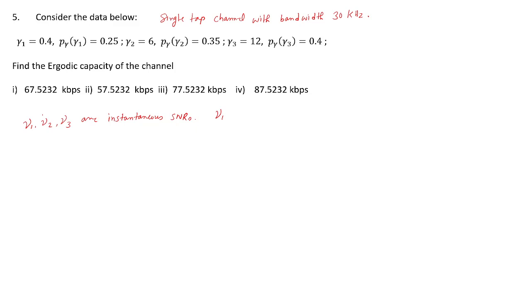Therefore gamma 1 corresponds to worst channel conditions, and gamma 3 corresponds to best channel condition.